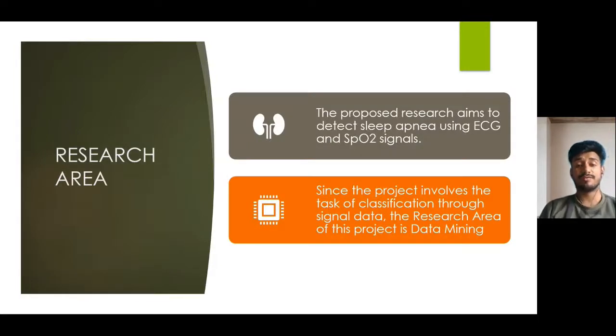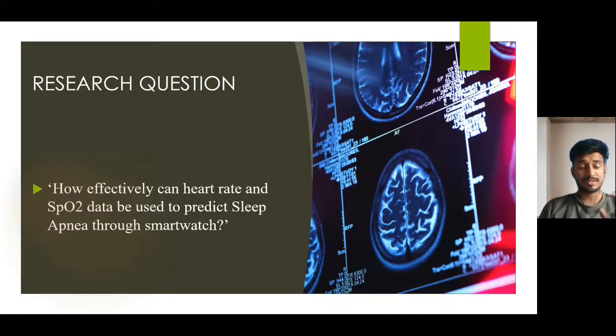So the research area for this project aims to detect sleep apnea using ECG and SpO2 signals, which can be recorded in smartwatches these days. Since the project involves the task of classification through signal data, the research area for this project is data mining. So the research question that this research wants to answer is how effectively can heart rate and SpO2 data be used to predict sleep apnea through a smartwatch.